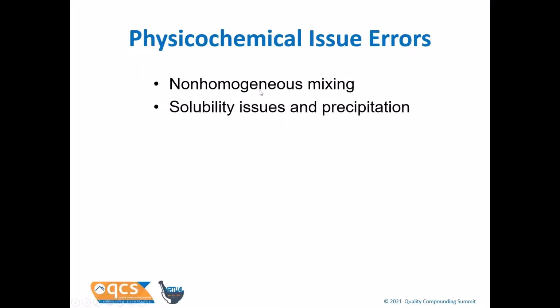And another physical chemical issue occurs with solubility issues and precipitation. How many times have you initially dissolved an alcohol-soluble ingredient in alcohol, and then you added it to the aqueous vehicle, and all of a sudden it came out of solution and precipitated out? That was the incorrect order of mixing. When you dissolve something in alcohol, and then you're going to dilute it into an aqueous vehicle, you've got to maintain the highest alcohol concentration at all times.